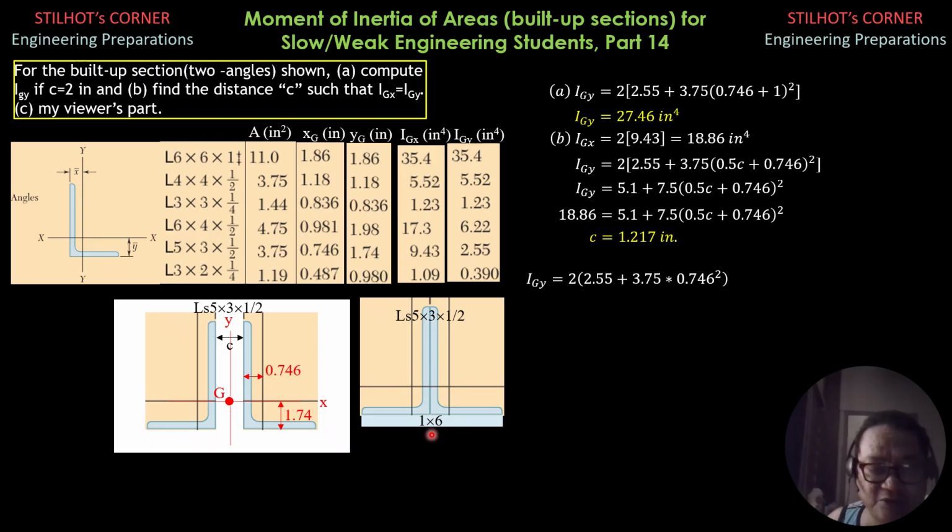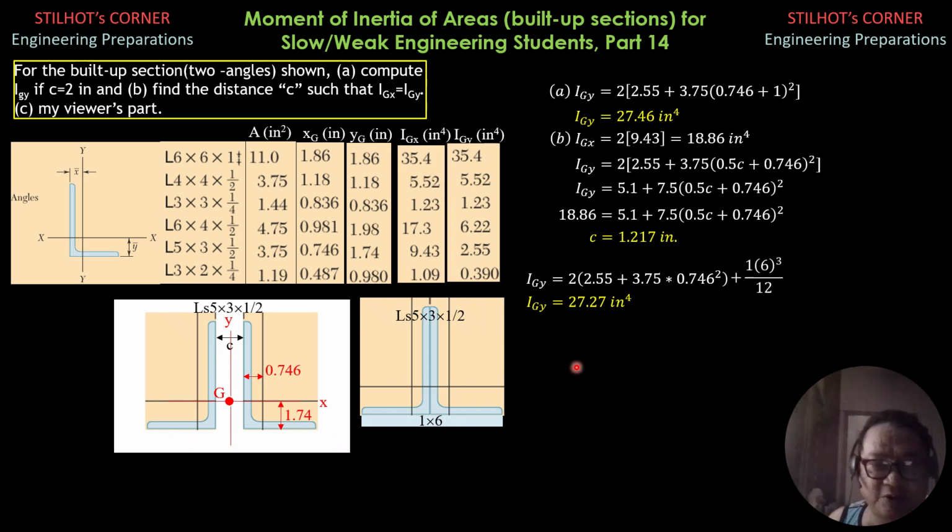Then for the centroidal moment of inertia of this 1 by 6 plate, we add 1 times 6 cubed over 12. So 1 would be the base because the axis is the y-axis, and the height would be 6. That would be cubed, perpendicular to the base, over 12. So IGY is 27.27 inches to the fourth as your guide.